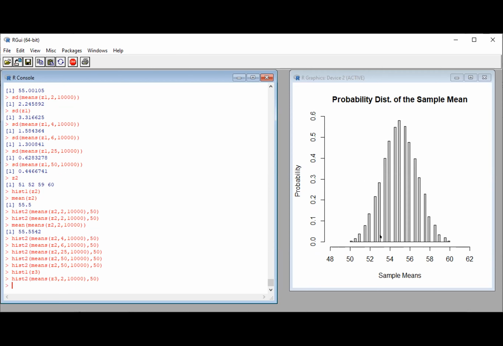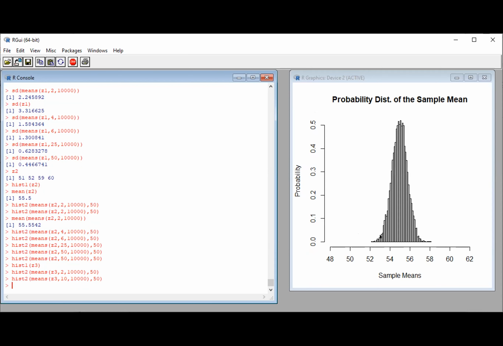So if your original distribution is normal, any size sample gives you normal. If your original distribution is not normal, then you have to increase the size of the sample to get closer to the normal distribution for your sample means. So here, even 2 is giving me pretty much something like a normal distribution. And by 10, it's exactly normal.